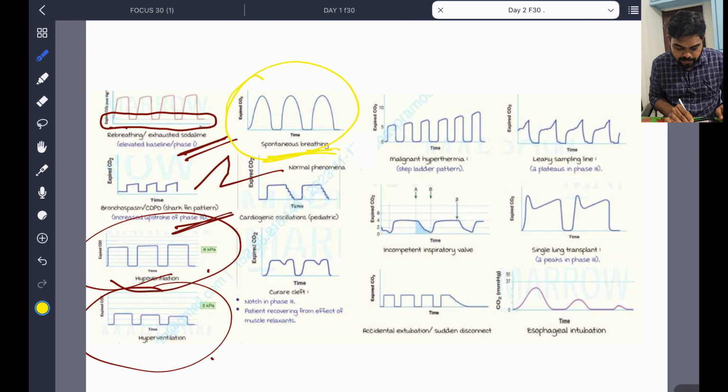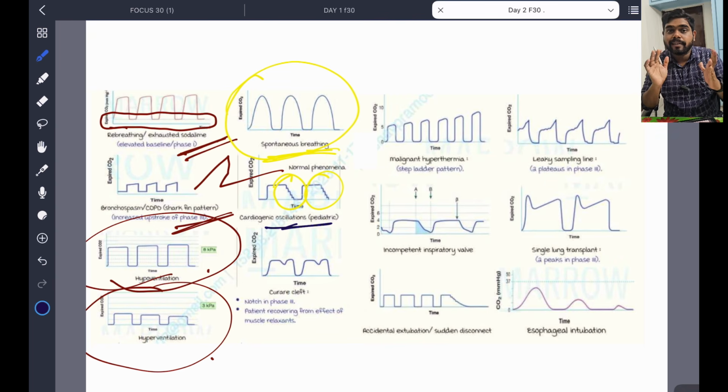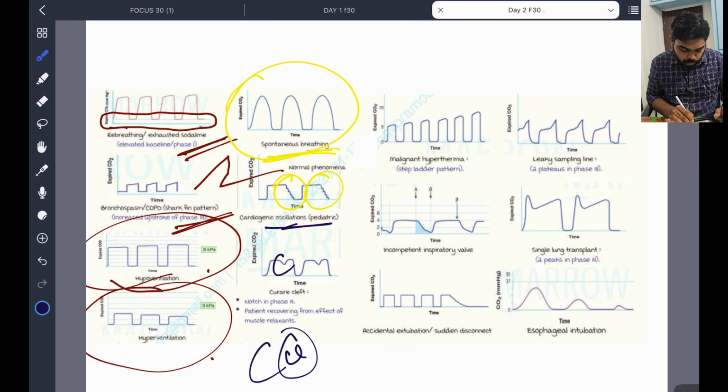Then another thing, see, there are some oscillations. Some small oscillations are there. So you can tell this as cardiogenic oscillation, especially in pediatrics. You can see. Okay. There is some drug called curare. U. That U will be here.